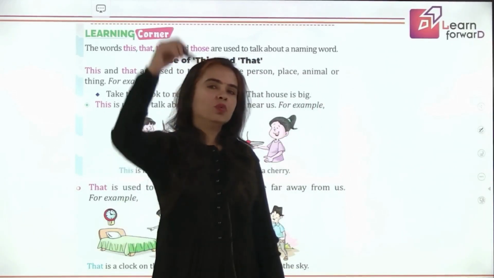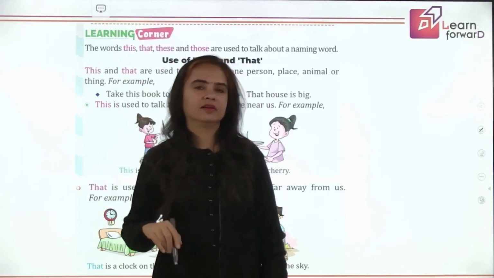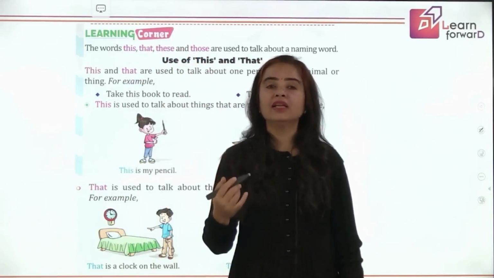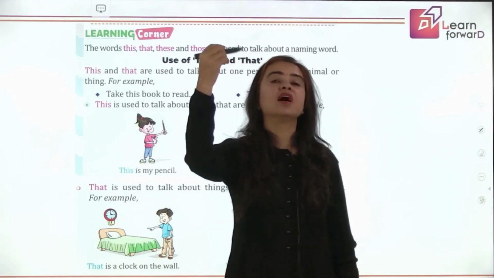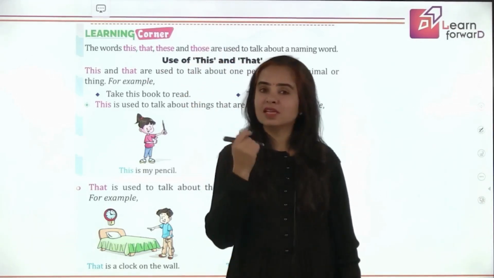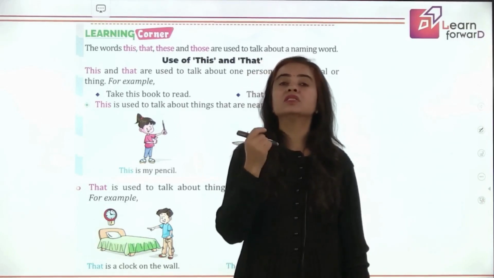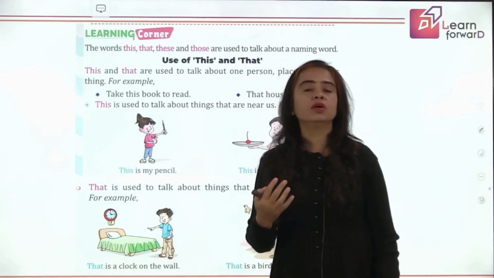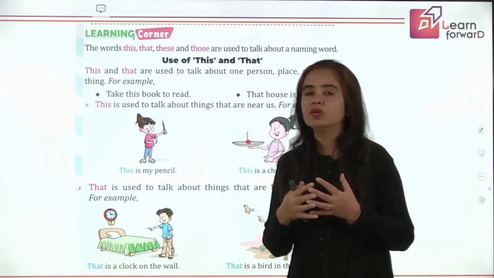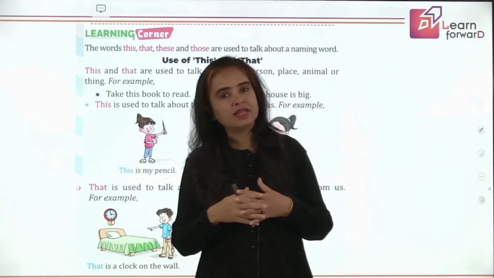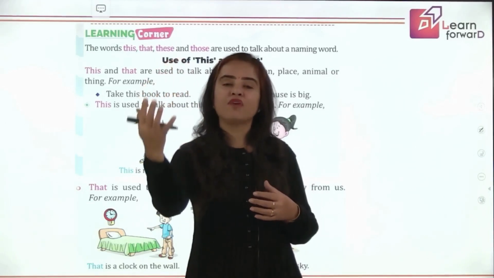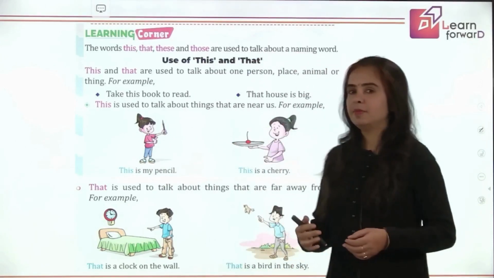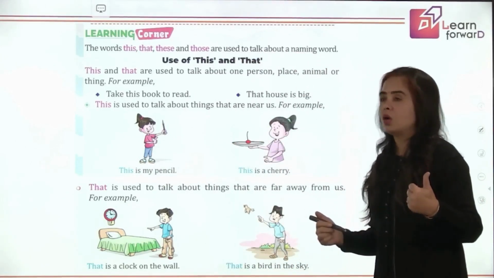And what is that boy doing? Whose book is that? So I'm using the word that to point out something that is away from me. But still that thing is singular again, that is one. So when we talk about singular and that singular noun is closer to us, we use the word this. For something that is far away, that is away from us, we use the word that. Remember this for singular nouns only.